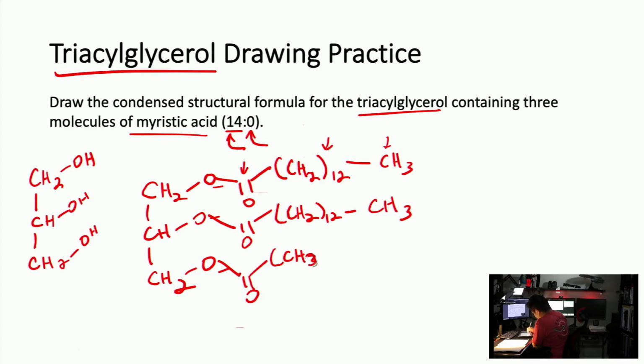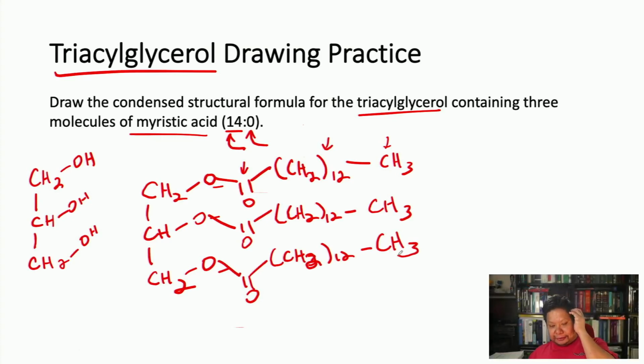Whoops. CH2, there we go. 12 CH3. And that is your myristic acid version of the triacylglycerol. Okay? Triacylglycerol. Let's do this the other way. Let's do this with a line angle instead.